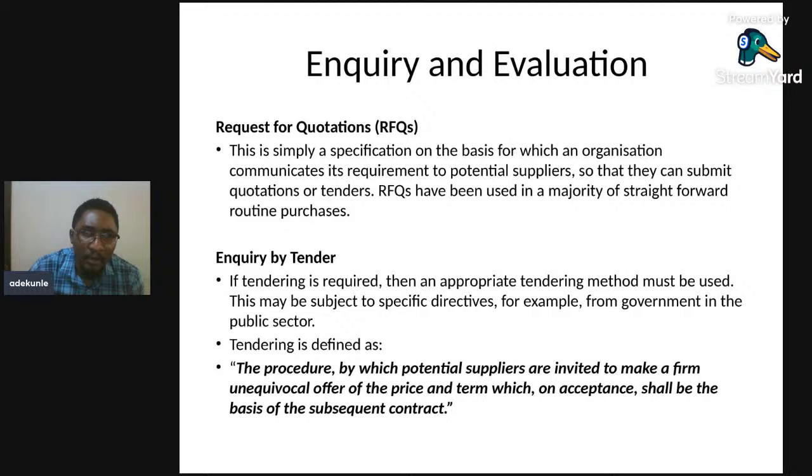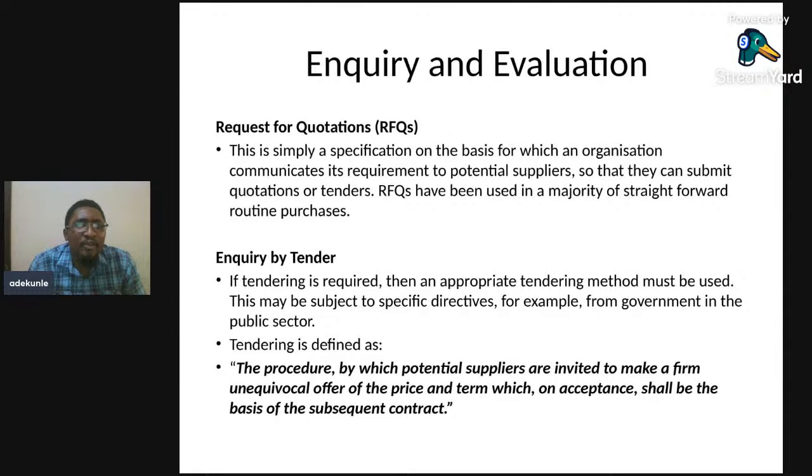Now, of course, you can make inquiry and get information by requesting a quotation from the supplier. This is simply a specification of what the organization wants to communicate to the supplier regarding the requirement that the potential supplier needs to meet. So the potential supplier can submit a quotation or tender to the organization. Requests for quotation have been used in the majority of straightforward routine purchases, especially within government circles.